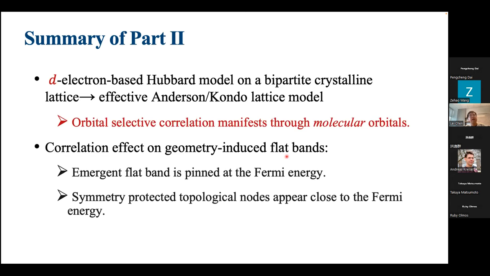And here's the summary of the second part of my talk. We map this d-electron-based Hubbard model on a bipartite crystalline lattice, which has flat bands, into an effective Anderson or Kondo lattice description. The orbital selective correlation does not really happen in the atomic orbitals, but instead in these newly defined molecular orbitals. And we discuss the correlation effect on this geometry-induced flat band system. One is that the emergent flat band is going to be pinned exactly to the Fermi energy. And the second is that if the symmetries protecting some nodes appear in the non-interacting phase, they are also going to appear in the strongly correlated limit as well, and give us the so-called topological Kondo-driven semimetal. And that's the talk today. Thanks, everyone. Any questions?